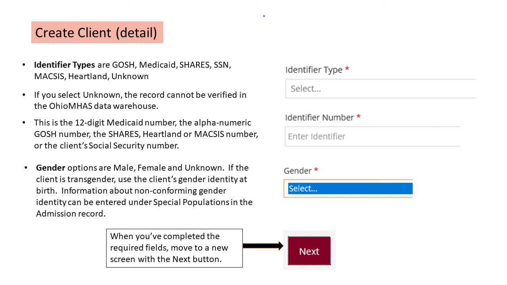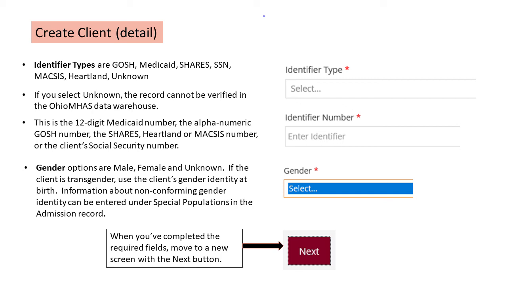Finally, gender options are male, female, and unknown. If the client is transgender, use the gender identity listed in the client's payment coverage records. If the client does not identify as either male or female, choose unknown. Information about non-conforming gender identity can be entered later under special populations in the admission record.